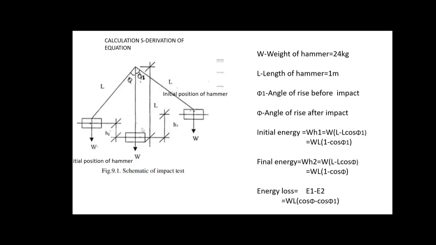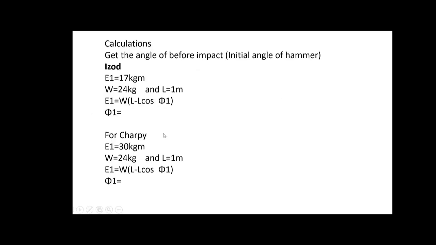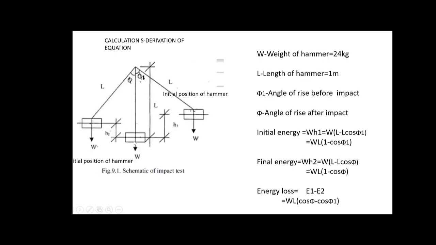Now for conducting the test, what we are doing is we are lifting this hammer and keeping it to this initial position. See here, this angle phi1 can be read from the dial. The phi1 represents the angle at which the hammer is kept at the beginning of the test. So it will possess a potential energy which will be equal to W into H1, where H1 is the difference in the elevation between the initial rest condition and this raised condition.